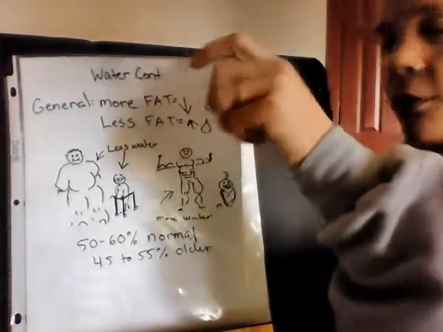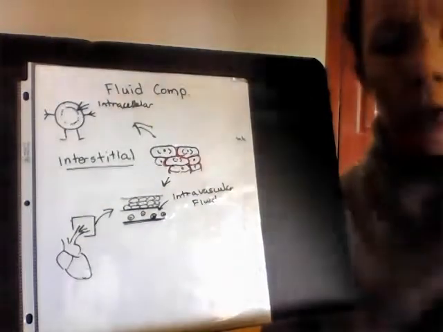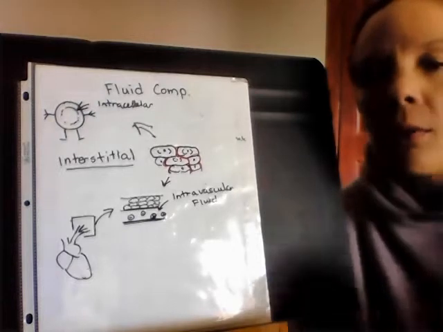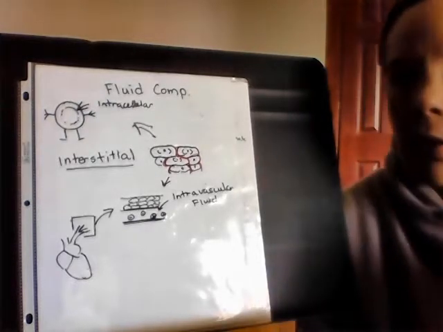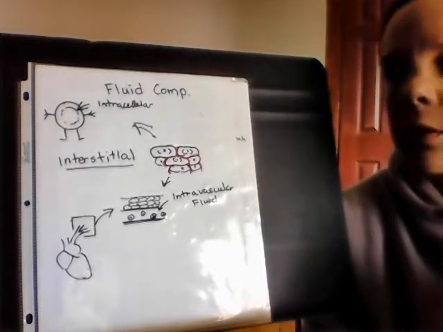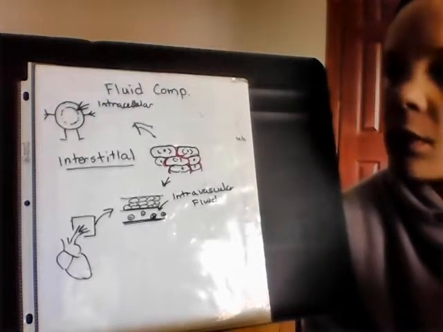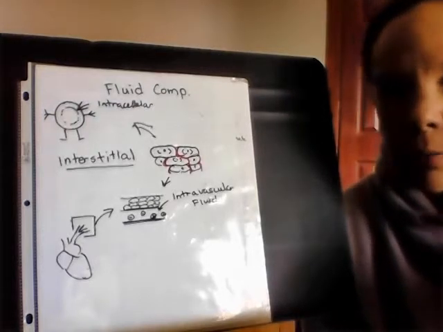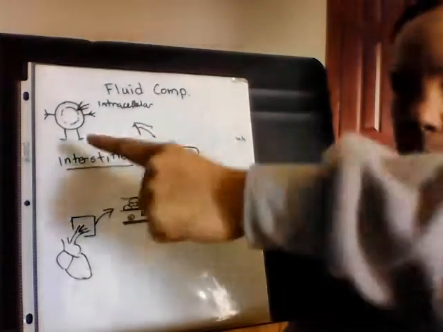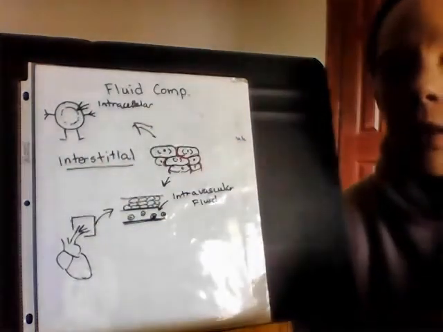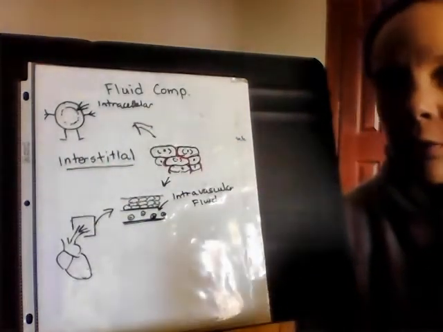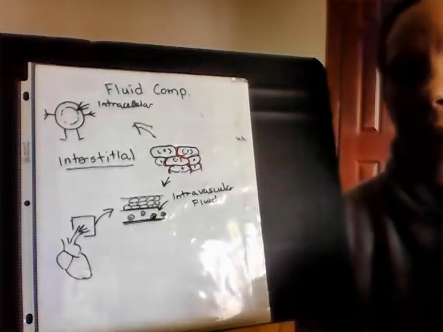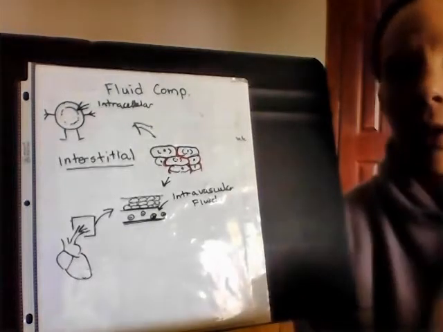There are different types of compartments or fluid compartments. Now, in general, intracellular fluid and extracellular fluid are the two ways that we categorize this. Intracellular means it's inside the cell. Too easy. Here's our red blood cell. It's got fluid inside of its cell, and that makes it intracellular. Anything outside of the cell is extracellular fluid.